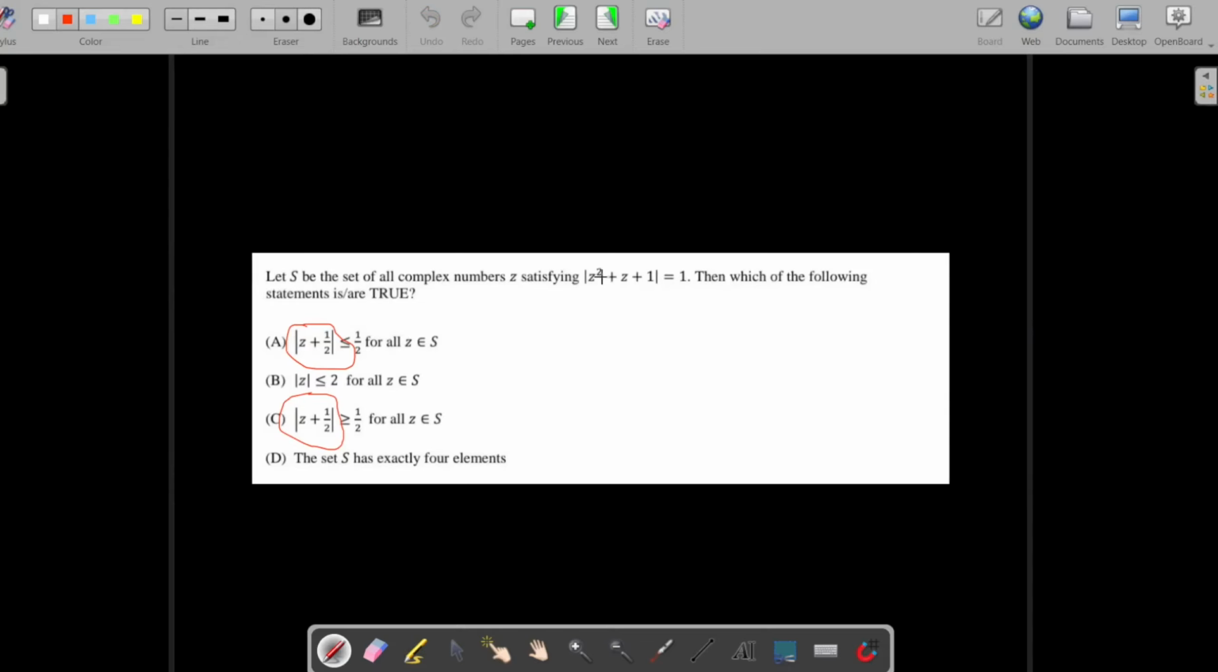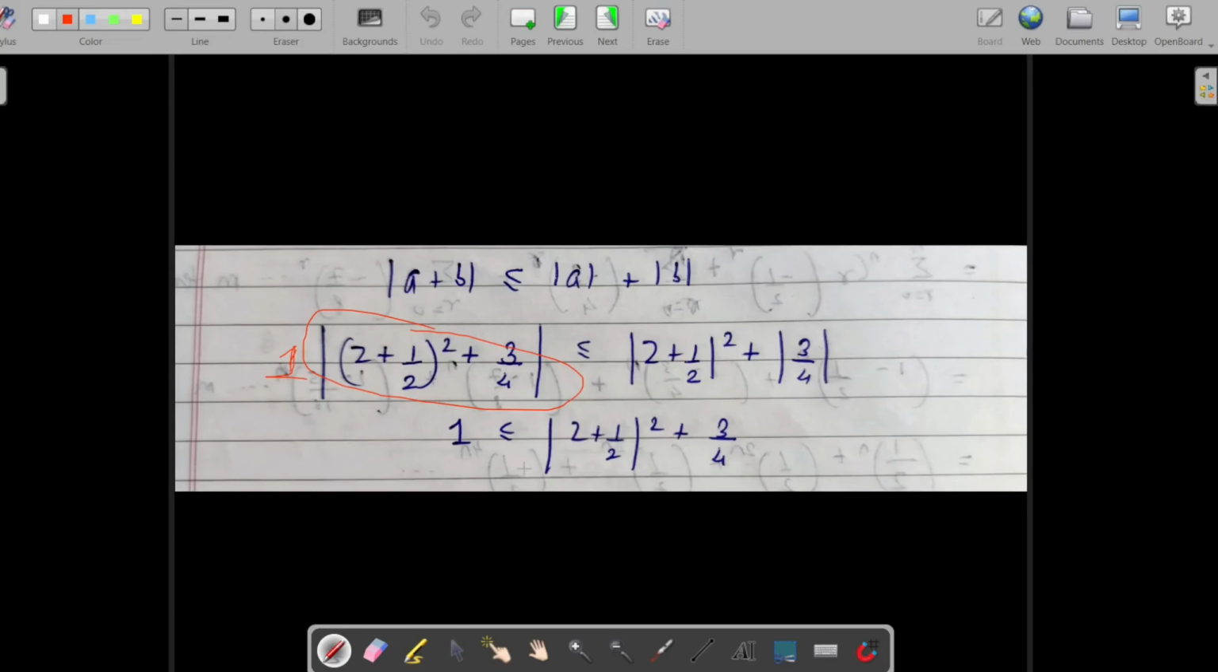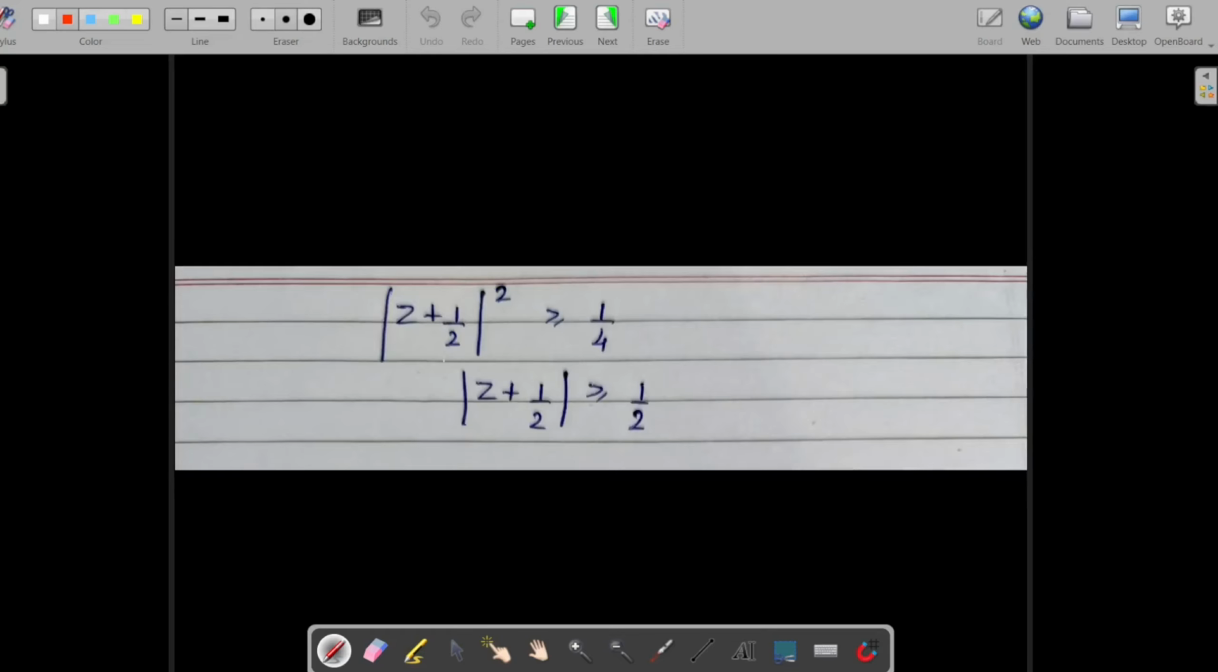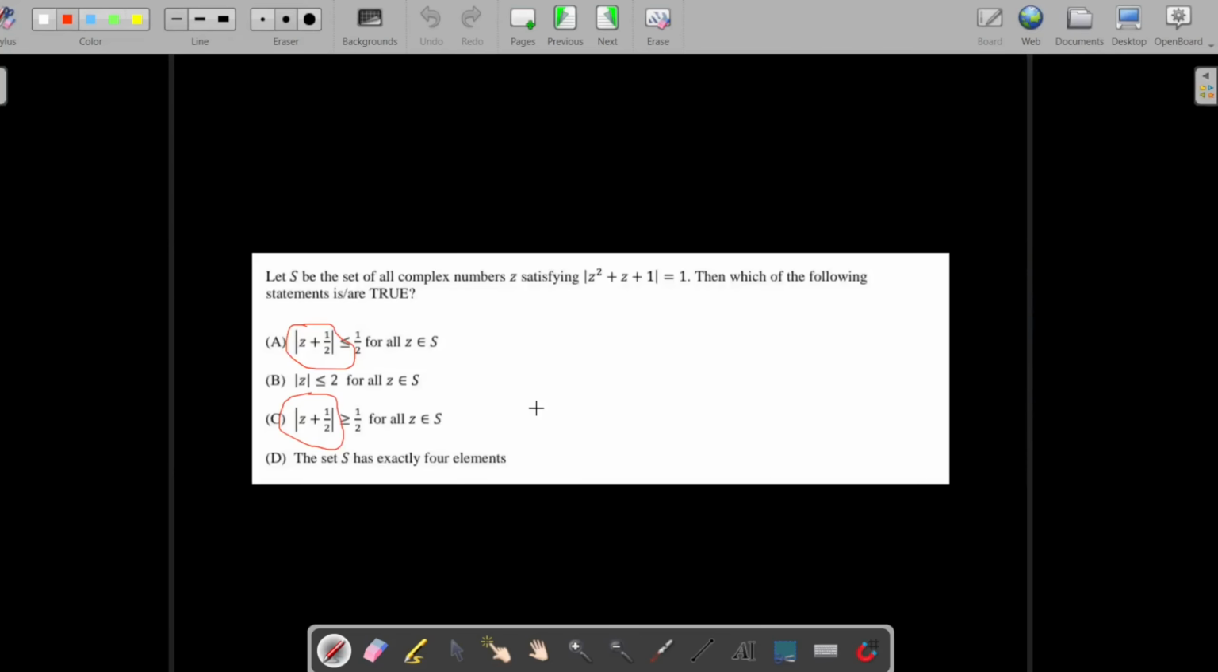Basically, we have completed the square and then we got that quantity, and that quantity is basically 1. So 1 is less than or equal to |z + 1/2|² + 3/4. We will take 3/4 to the other side. Simply you will get |z + 1/2|² is greater than or equal to 1/4, because mod is always a positive quantity. This means |z + 1/2| is greater than or equal to 1/2. You do not need the less than or equal to minus half case here, because this is always a positive quantity. So very quickly you have solved this and this option will be wrong.